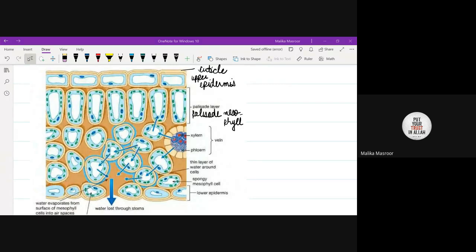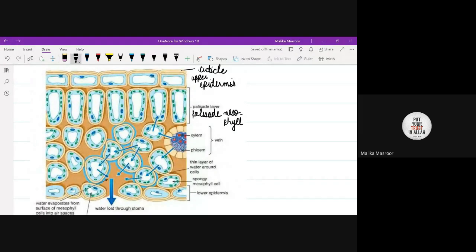All right, then you have your lower epidermis, and that is similar to your upper epidermis, except for the fact that there is no waxy cuticle present, because the lower part will not get as hot; you don't get sunlight on the lower part of the leaf, right? So there are openings in the lower epidermis that are called your stomata, as you can see in the diagram, this part. And each stoma is surrounded by a pair of guard cells.